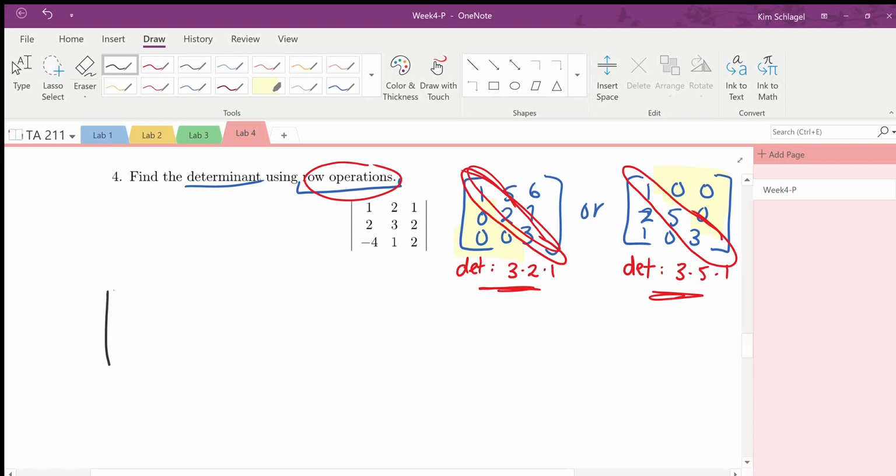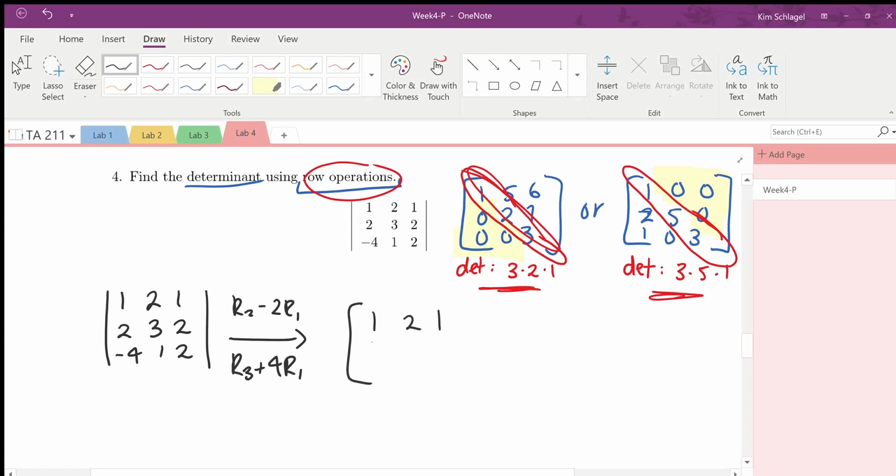By now I'm sure you guys are getting pretty quick at row operations, so I'll just go through this quickly. What I'm going to do is make it into an upper triangular matrix. I'm going to do a couple of operations at a time. I'm going to go row 2 minus 2 row 1, and row 3 plus 4 row 1, and you guys can check and see if you did the same operations here.